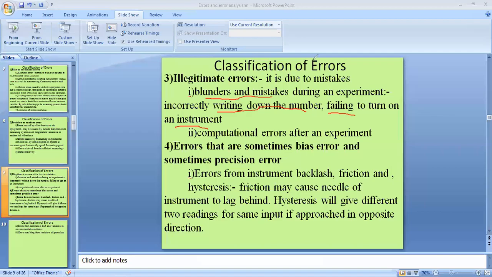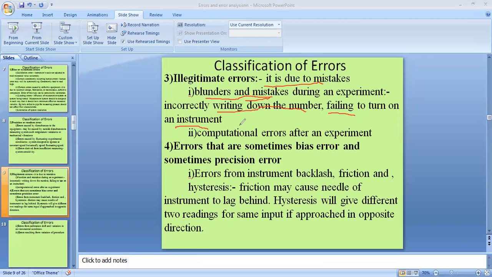Our instrument. Now we'll see, other than precision and bias error, there can be illegitimate errors. These errors occur due to mistakes made, like blunders during the experiment, like you incorrectly write the reading. It is 18, but you write 10. So you incorrectly write the reading.